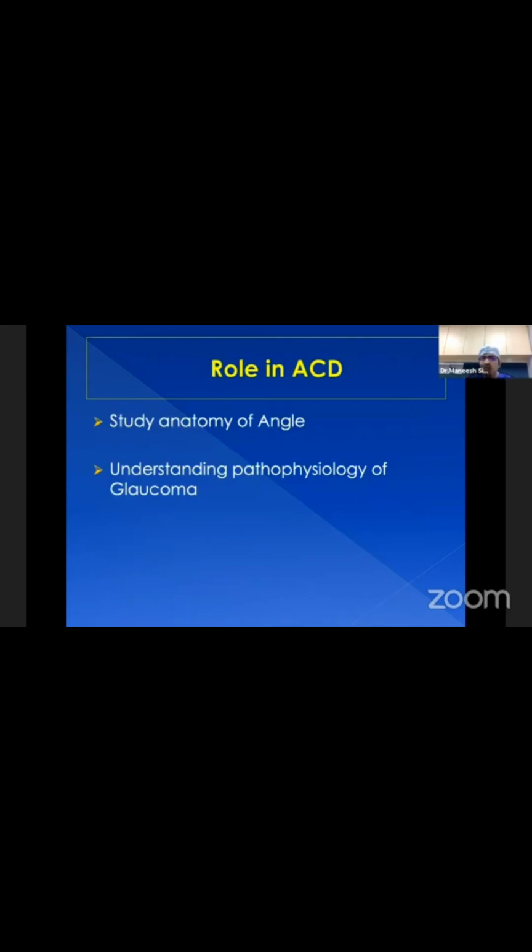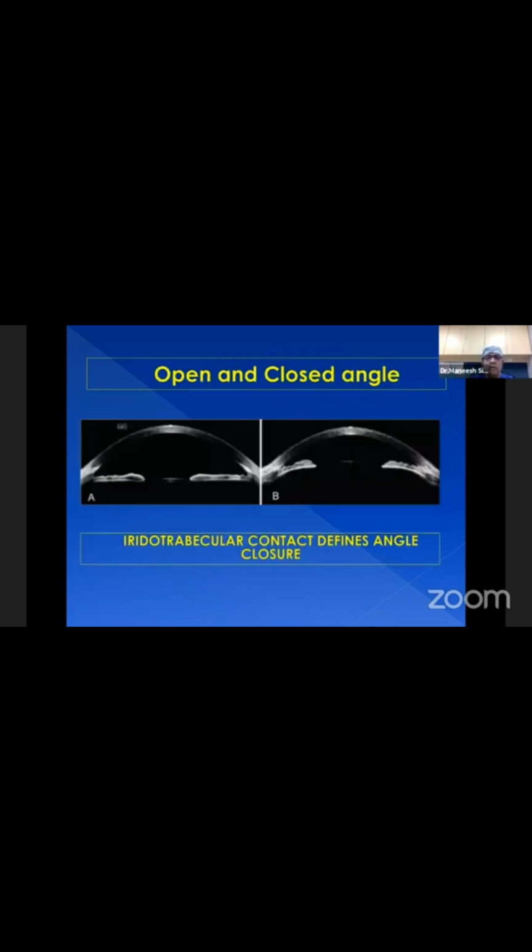Anterior segment OCT also gives you an idea about the anatomy of the angle, plus also helps you to understand the pathophysiology of glaucoma, for example, an open angle and closed angle. But if you can see here behind the iris, that is the ciliary body in pars plana area, it cannot be imaged in a case of ASOCT because light cannot penetrate through pigmented iris epithelium.